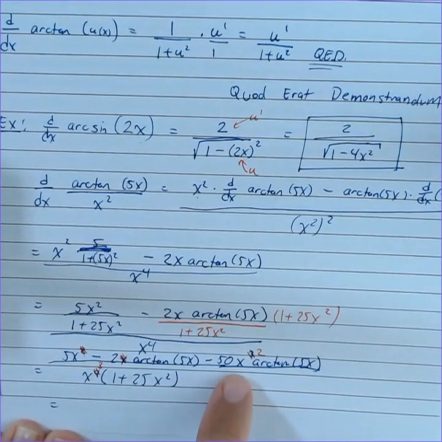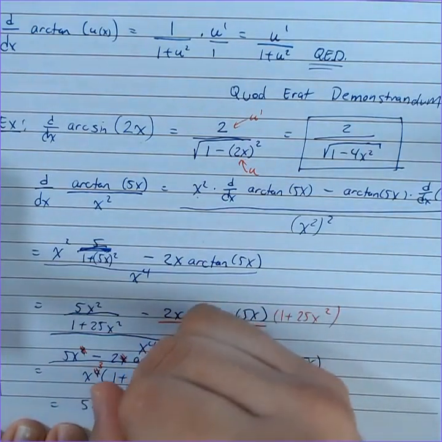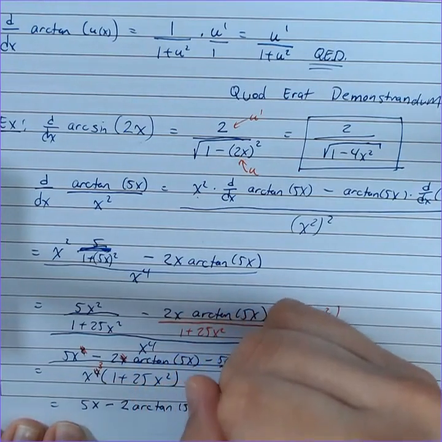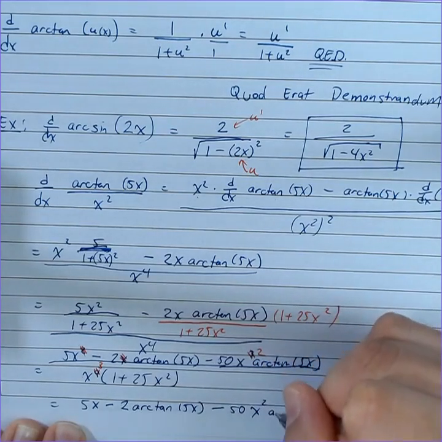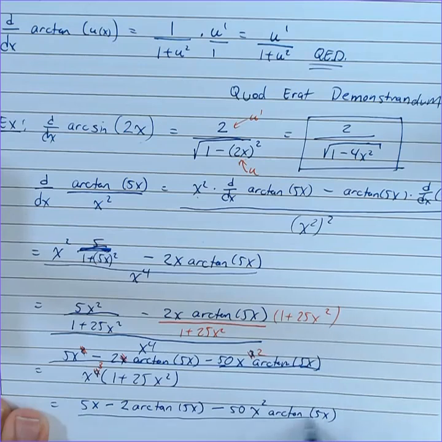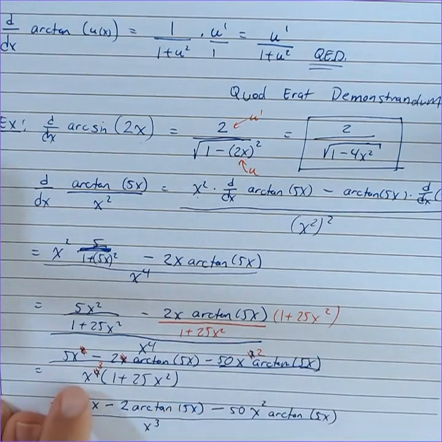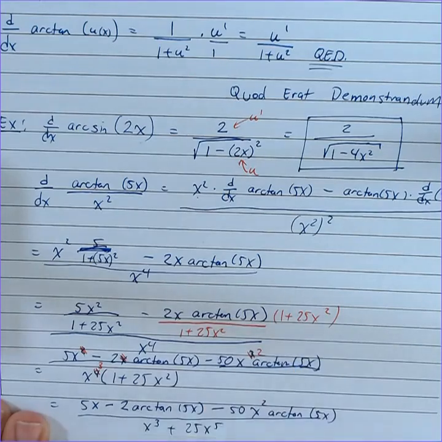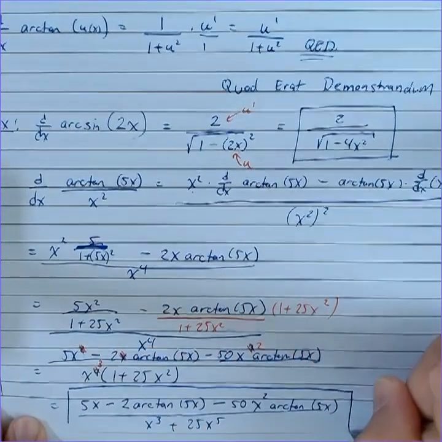Let me go ahead and put these in descending order. I can write that as 5x minus 2 arctangent of 5x minus 50x squared times the arctangent of 5x. And then all of that is divided by, let me distribute, x to the third times 1 is x to the third, and x to the third times 25x squared is 25x to the fifth. And I'm glad I'm done because that's the end of my paper. So that is our result.